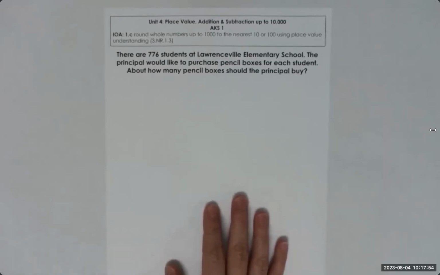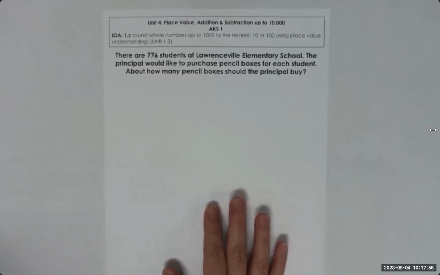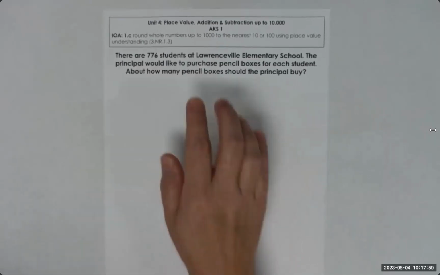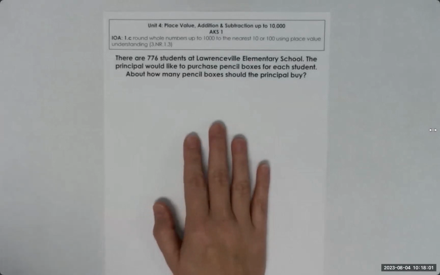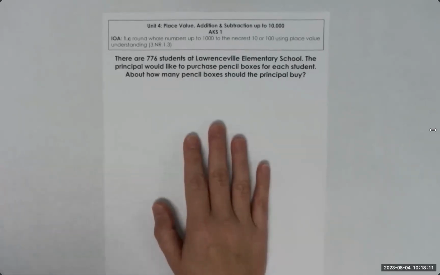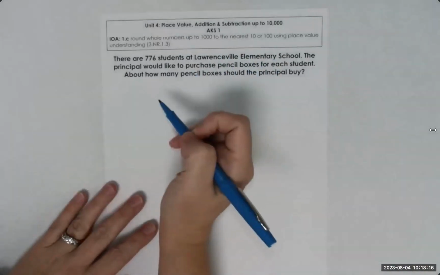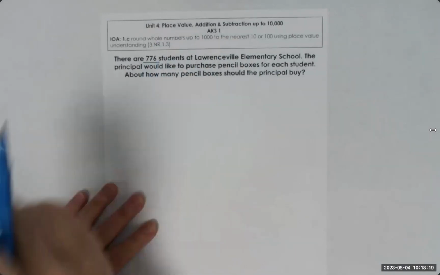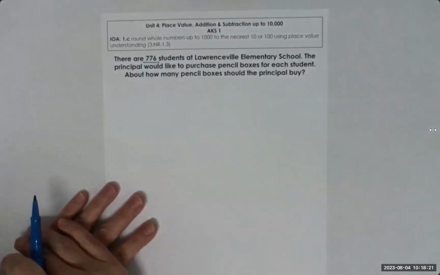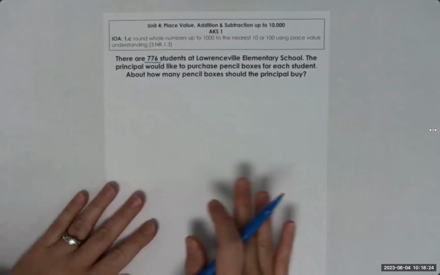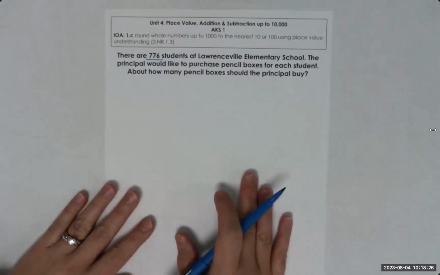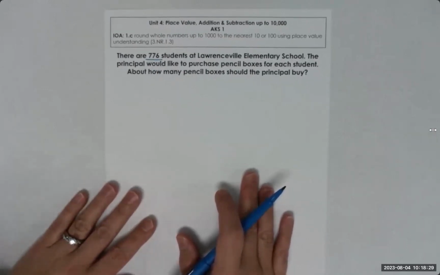Okay, so let's take a look at this problem so you can see a way that you can model this with your students. There are 776 students at Lawrenceville Elementary School. The principal would like to purchase pencil boxes for each student. About how many pencil boxes should the principal buy? Okay, let's think about this. What do we know about this problem? Well, first of all, I know that there are 776 students at Lawrenceville, right? That's probably an approximate number. So if I have my Lawrenceville teachers looking at us, we've got that number from, it could be last year's enrollment, okay?